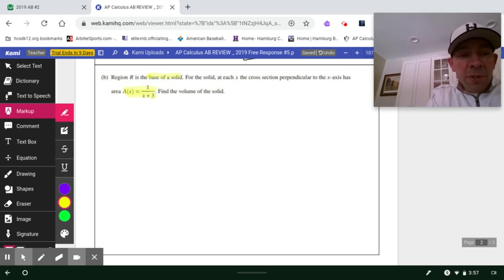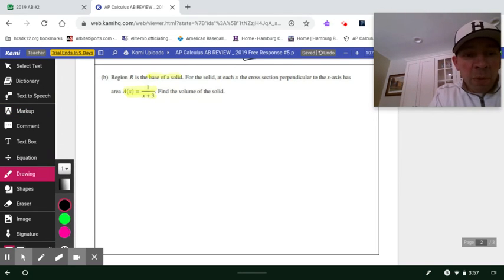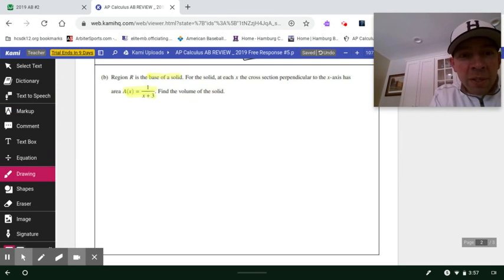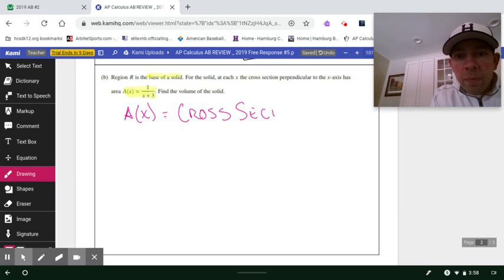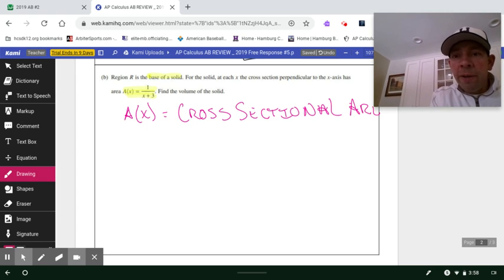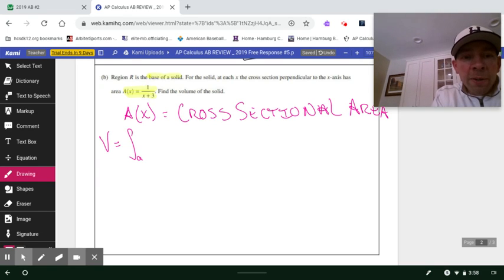Okay, so here's the number one thing I want you to take away. Maybe the number one thing you're going to take away out of this entire problem is if we assume that A of x is just a general function that represents cross-sectional area, because this is what it always comes down to, no matter what the shapes are. We're going to say that the volume is always the integral of cross-sectional area 100% of the time, no matter what shape you're dealing with.